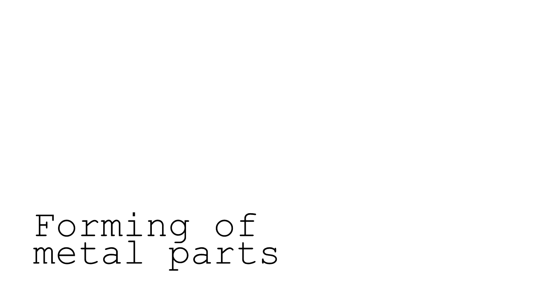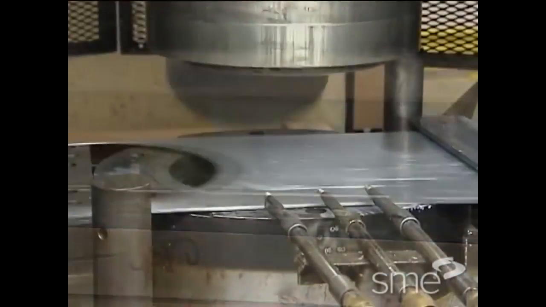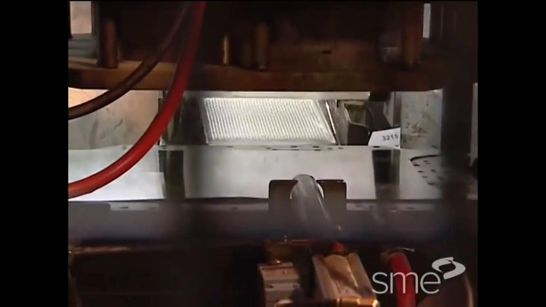Forming of metal parts. Most of the metal components of the stapler are formed by a metal sheet working called stamping. Stamping are typically made of flat sheet metal material of varying thicknesses that are sandwiched between a punch and a die. When the punch pushes on the material, it shears a piece of material out of the sheet.